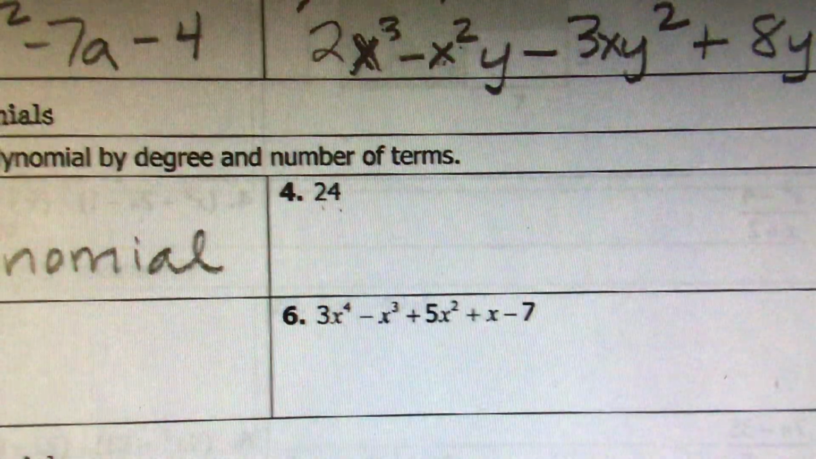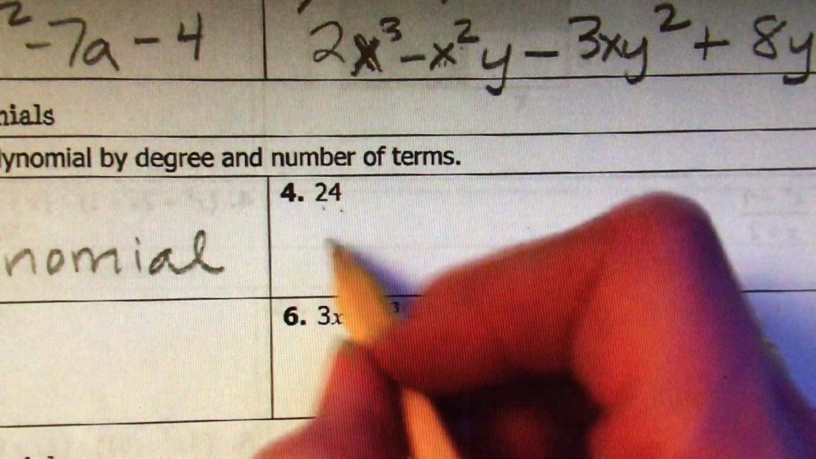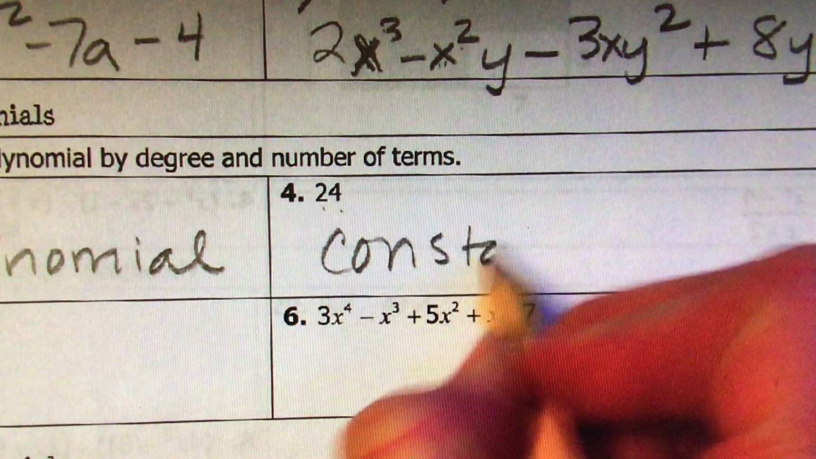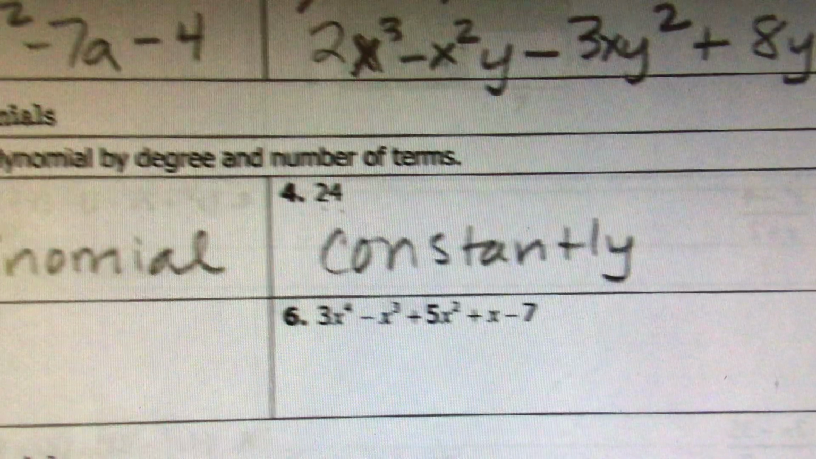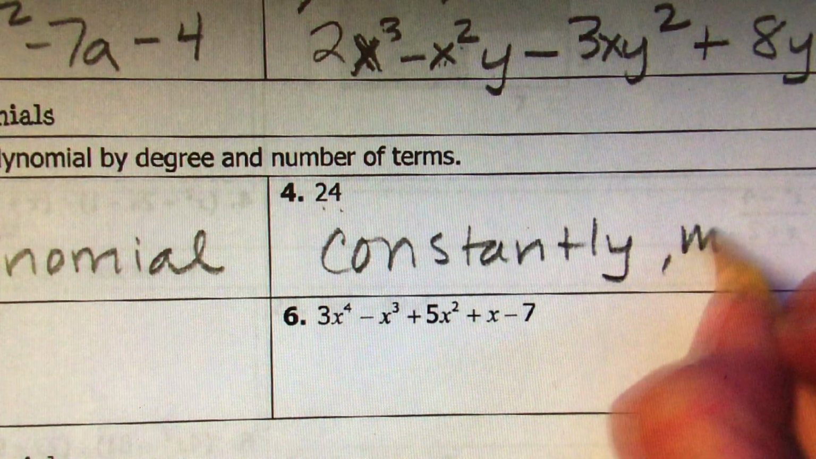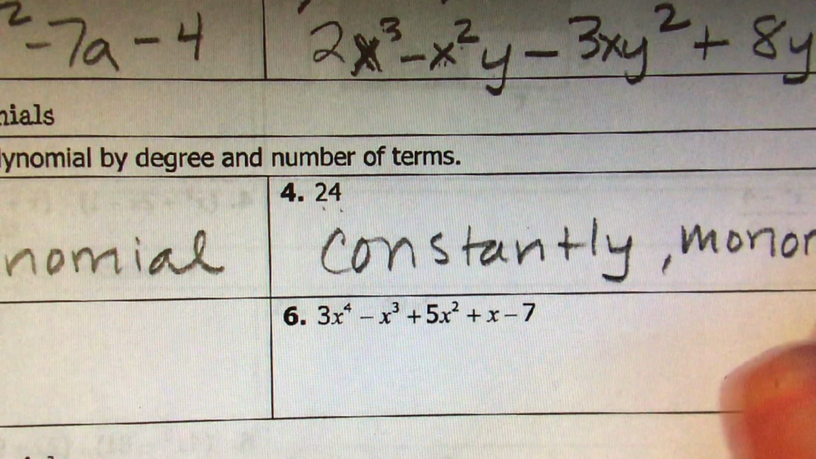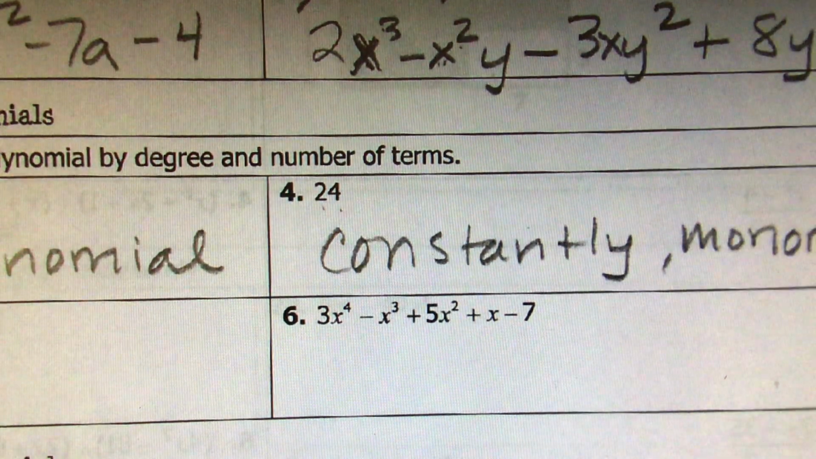I like numbers. 24 is always 24. It's constantly 24. It doesn't really become anything else if it's just 24. And if it's one term, it's a monomial, just like a monocle or monotone.